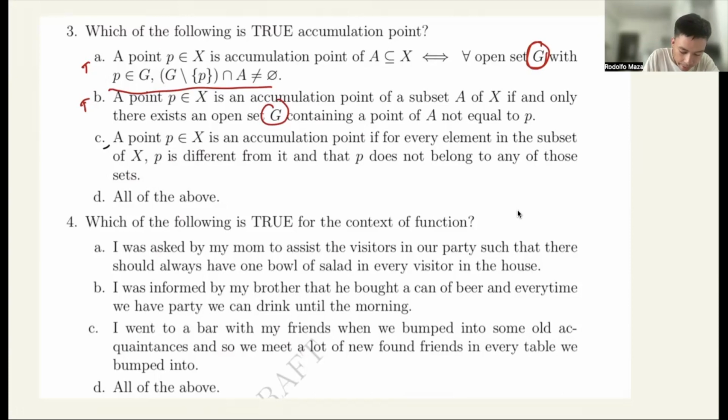So, therefore, it's true. For letter C, a point P in X is an accumulation point if for every element in the subset X, P is different from it and that P does not belong to any of those sets. Hindi naman necessary na wala siya sa sets. Pwede namang andun siya, pwede hindi wala. So therefore, this is false. So the only true here is this.